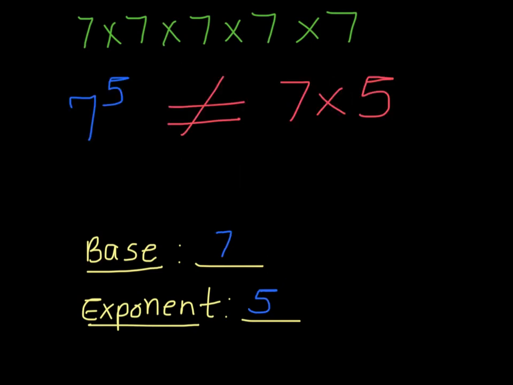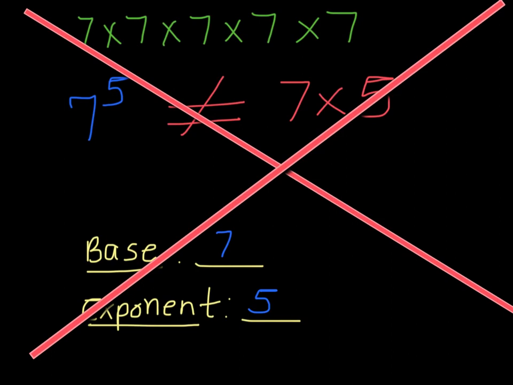It is crucial that you remember exponential notation is different from regular multiplication. This exponential notation equals 7 being multiplied 5 times by itself. It does not mean 7 times 5. It is super important that you remember that.